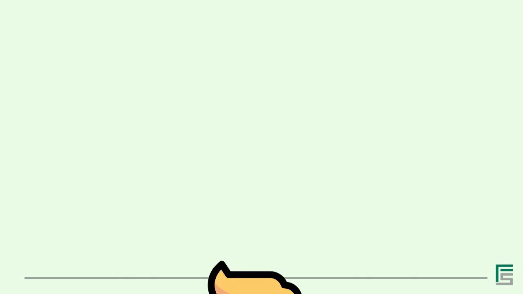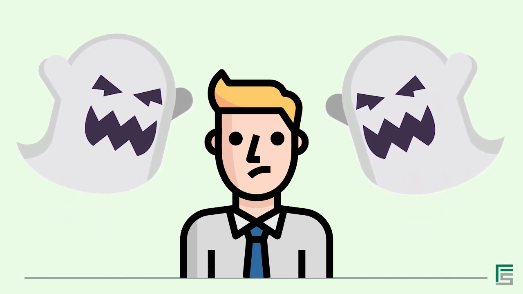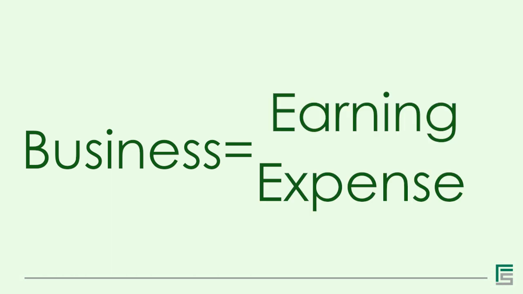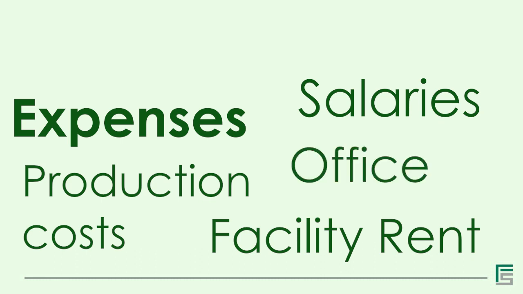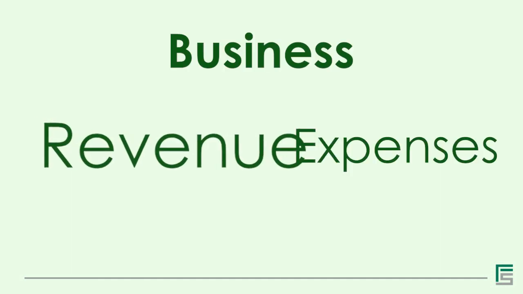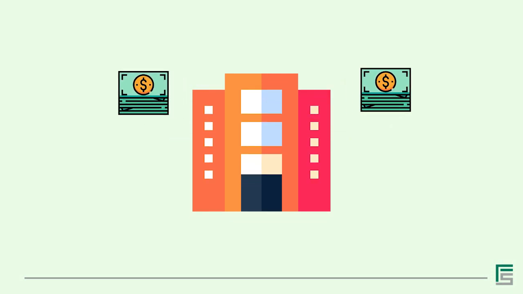Now, let's dial it down a bit and look at the specific risks that haunt the investors on a daily basis. First, let's look at the business risk. The basic idea of a business is to gain profit after meeting all the expenses. Expenses include salaries, production costs, facility rent, office and administrative expenses, and many more. A business tries to generate revenue to surpass all these expenses that can earn a profit. Business risk implies the viability of the plan to generate the revenue. It is influenced by the cost of the product, profit margin, competition in the market, and other things.